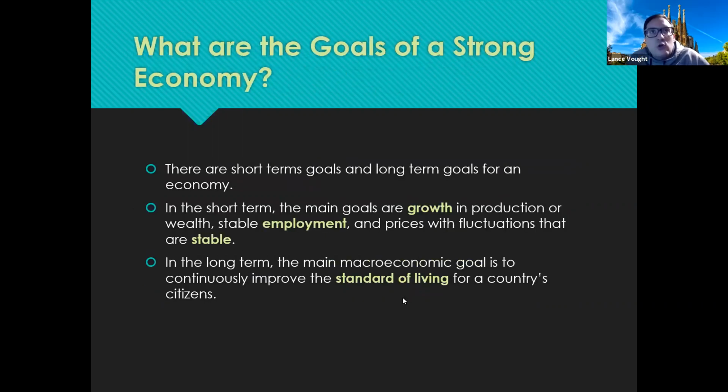So what are the goals of a strong economy? We have two time periods in which we'll be analyzing things. In the short term, what we're going to try and achieve is growth in our production, stable employment, and stable changes in prices. We don't necessarily need prices to remain constant. There actually could be some negative consequences of prices remaining stagnant because there's a lot of correlation between these variables.